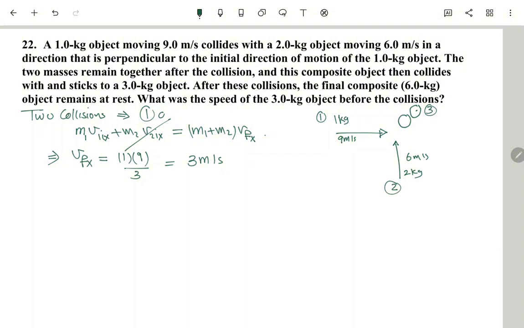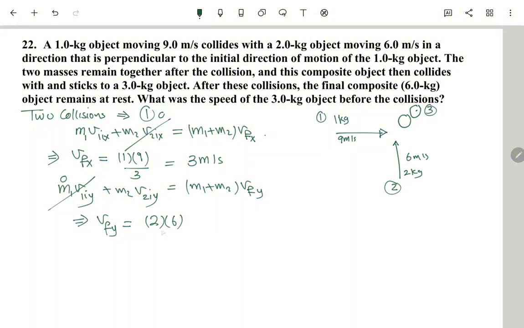Now from the y component of momentum, M1 V1 initial y plus M2 V2 initial y equals M1 plus M2 V final y. Again, this one here is equal to 0, because in the y component, object number 1 has no y component here. You simplify this one here, the final y equals 2 times 6 over 3, or equal to 4 meters per second. Now the final speed here is equal to the square root of 3 squared plus 4 squared, or 5 meters per second.